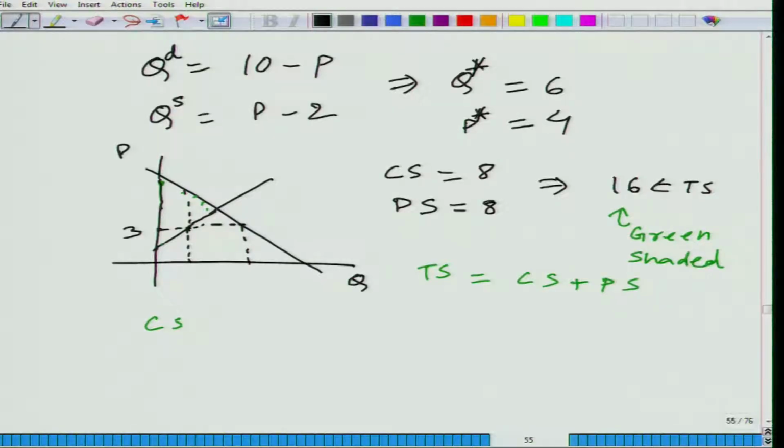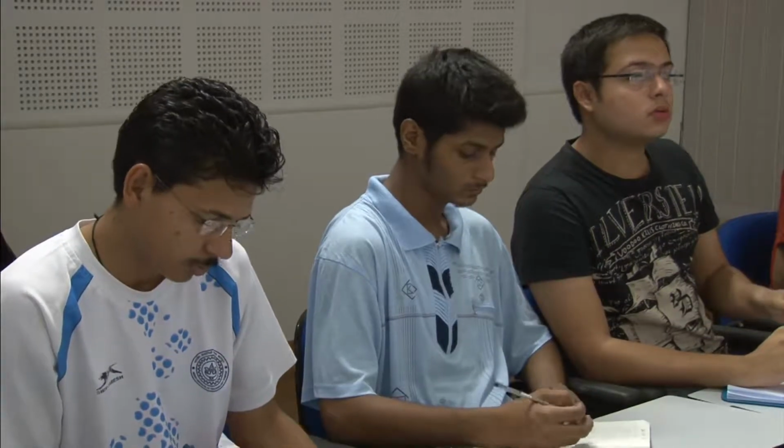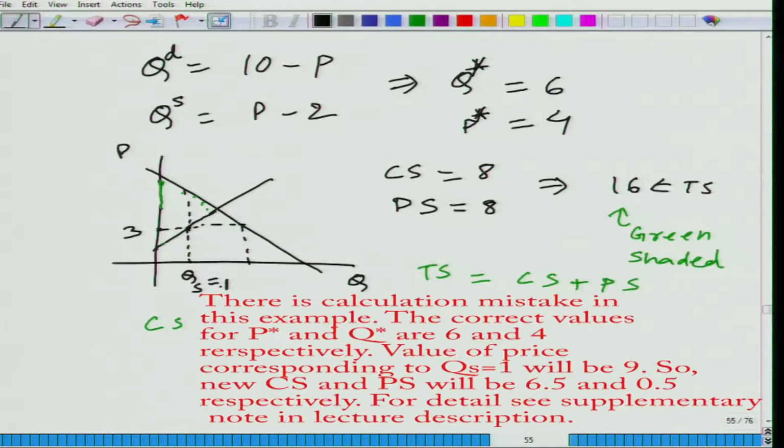How many units of this particular good will be bought and sold in the market? Can you tell me? Quantity supplied is P minus 2, so this is 1. 1 good will be bought and sold in the market. So, can I say that shaded area will give you consumer surplus? Why? Because even though some of the consumers can buy the goods from sellers who are willing to sell it in the market, the transaction will not take place just because of government's restriction. Okay. So, only 1 unit will be bought and sold.